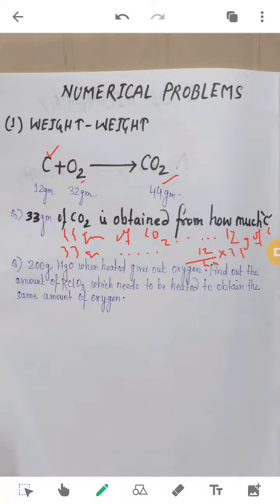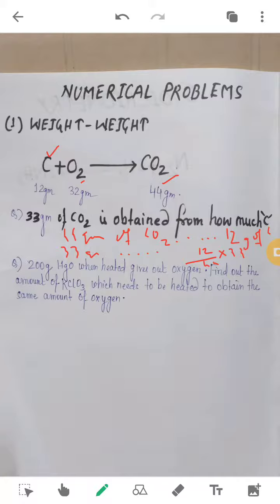Okay. Now a little bit more, we go for the details of these weight-weight relationships. Here it is told in the next problem that 200 gram of mercuric oxide, when heated, will give us oxygen. So first we have to write the reaction. Here you can do it with two different methods. I will just show you my method. You can do it in terms of moles as well, gram moles also.